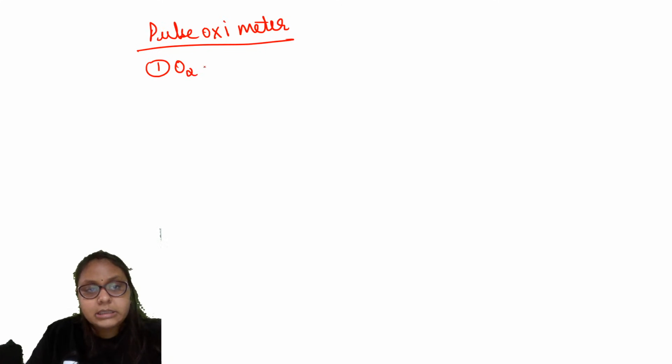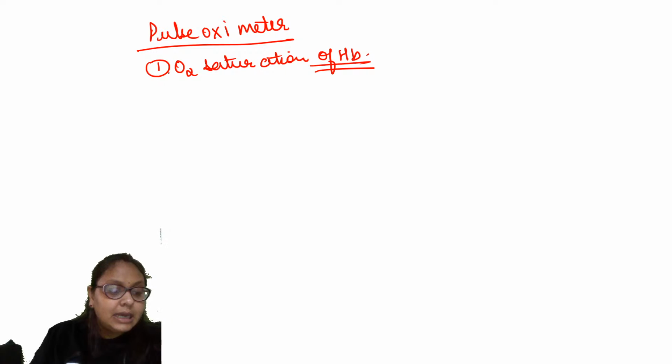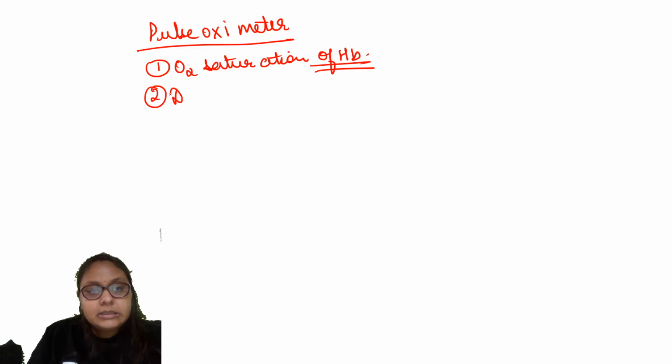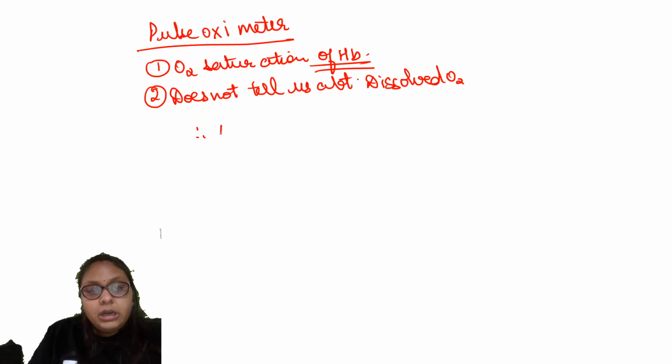So the pulse oximeter, is it clear, Dr. Kunal? It tells us about the oxygen saturation of hemoglobin, how much oxygen is attached with the hemoglobin. It does not tell us about dissolved oxygen, and therefore does not tell us about the total oxygen content.